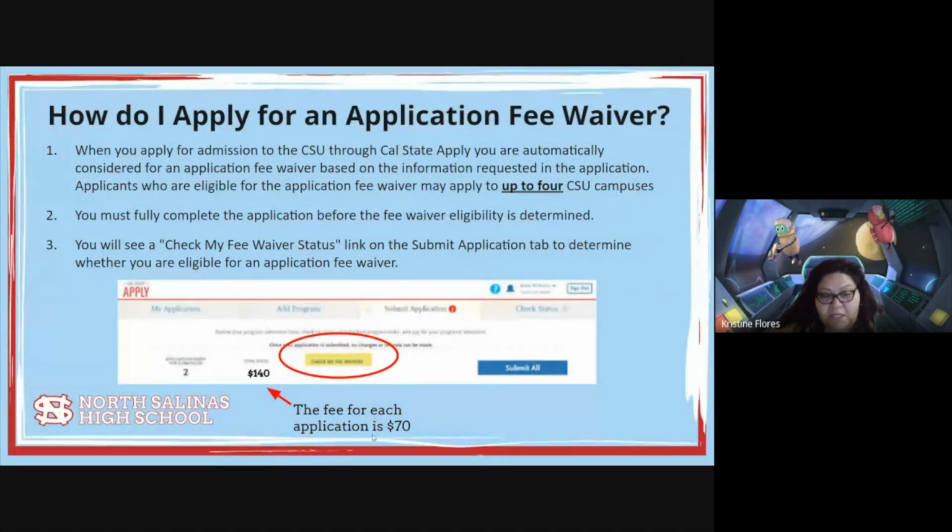But the fee for each application is $70. So here on this sample, this student applied to 2 universities, so that's $140. Okay.